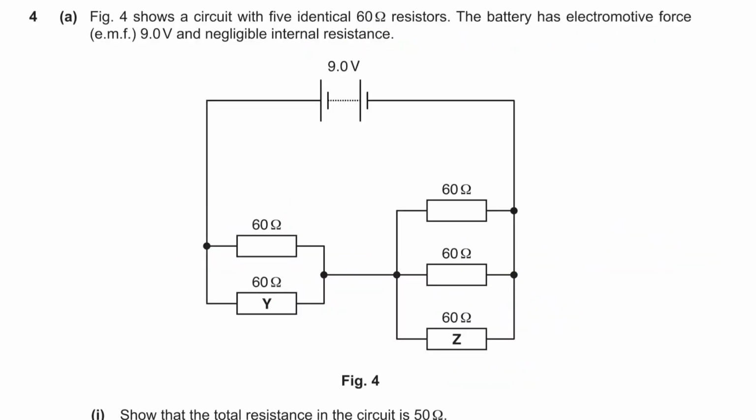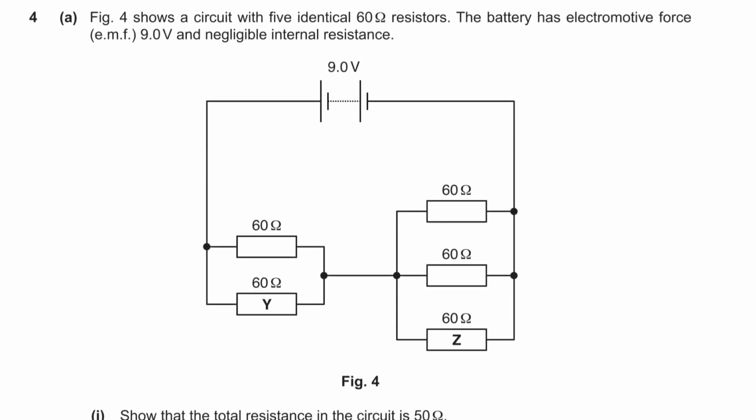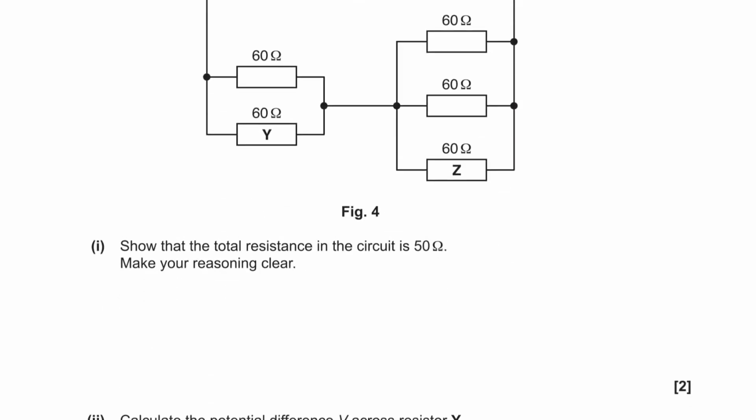Question 4, we have a circuit with lots of resistors. The total resistance is 50 ohms. Make your reasoning clear. Okay, well, the first thing we can do is just say that this is 30 ohms. Yes, we could prove that with our equation, but you know that if you have 2 identical resistors in parallel, the overall resistance is half that.